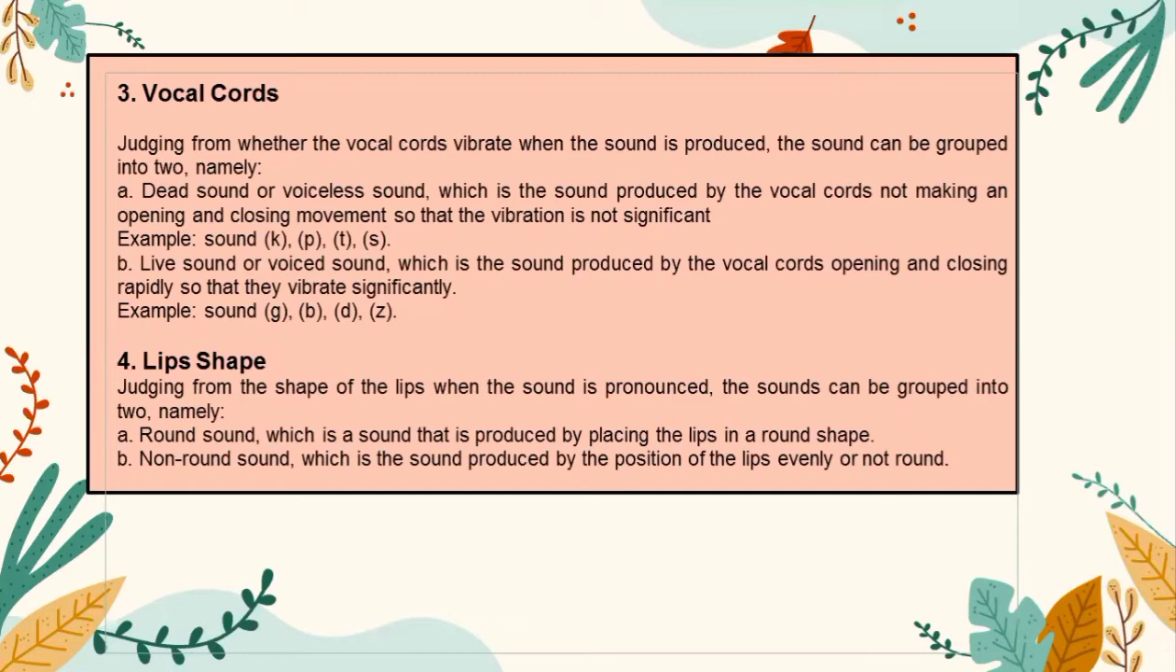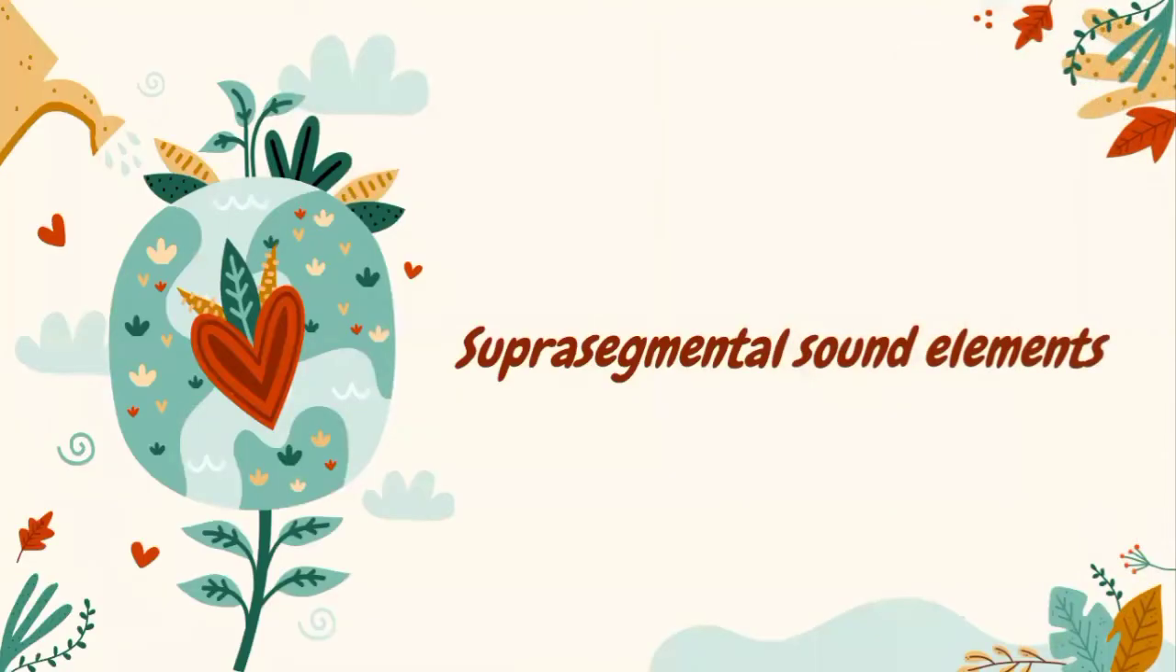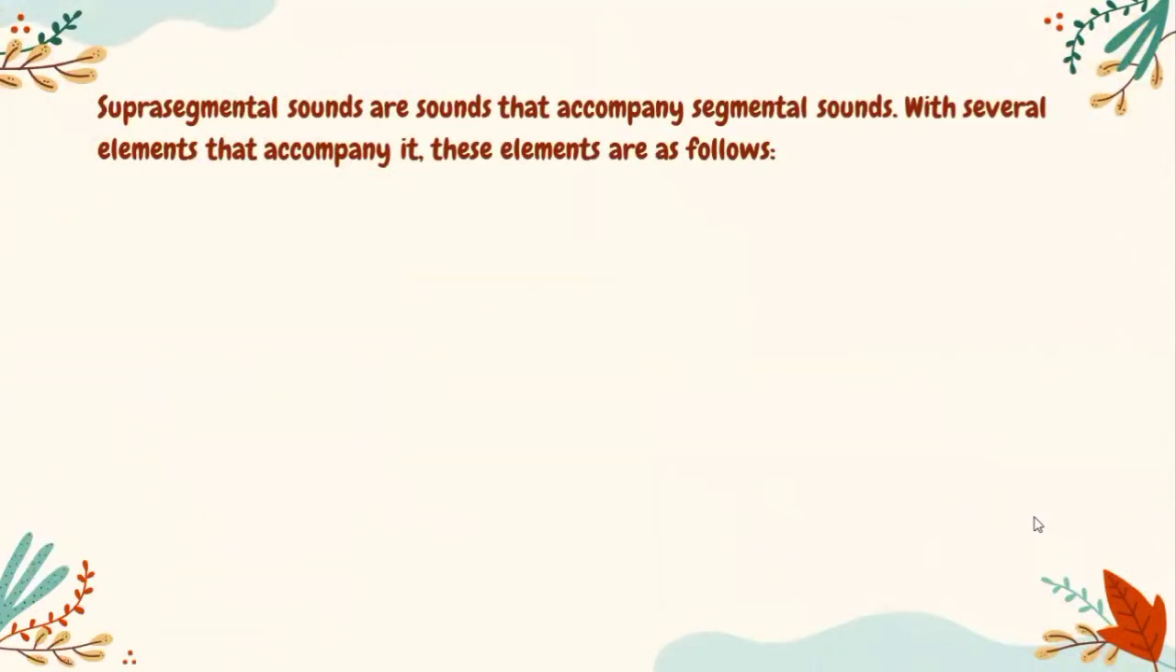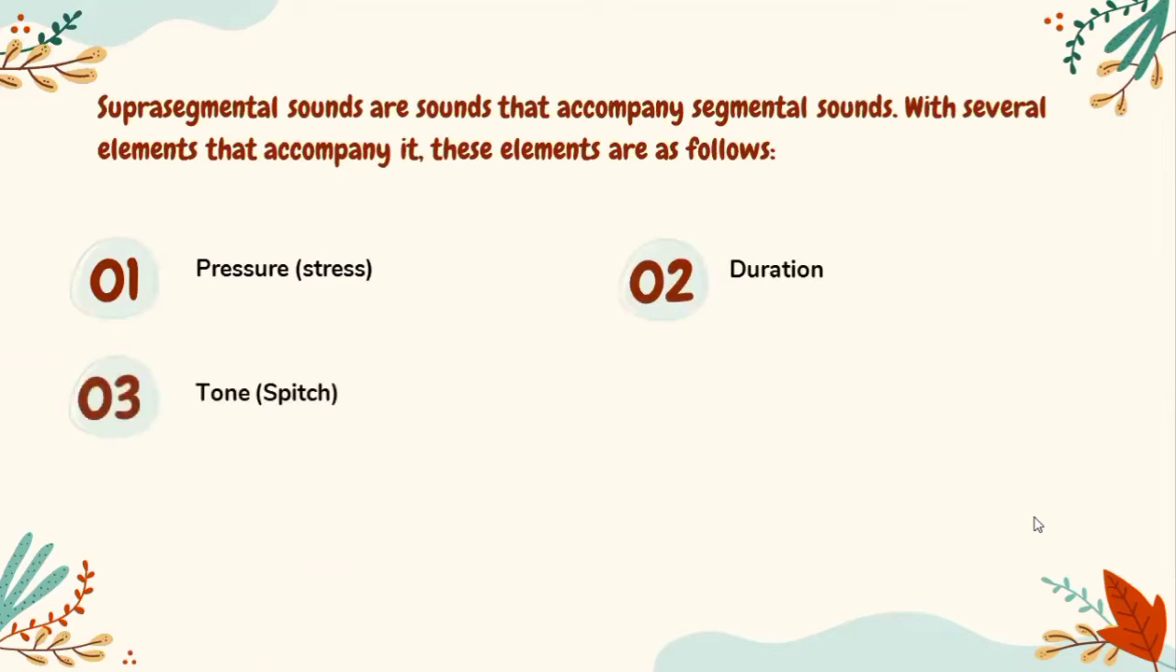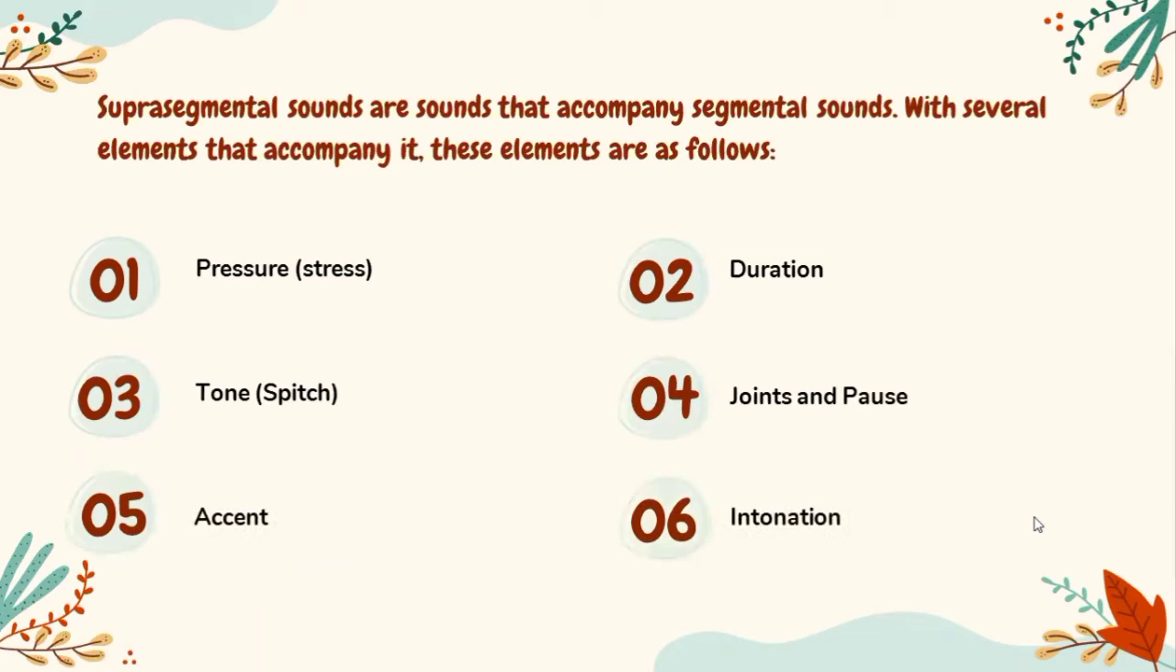The next slide is from Indah Mutiarasari. Next, it is about suprasegmental sound elements. Suprasegmental sounds are sounds that accompany segmental sounds with several elements. These elements are as follows. First, pressure or stress. The second is duration. The third is tone or speech. The fourth is juncture and pause. The fifth is accent, and the sixth is intonation.